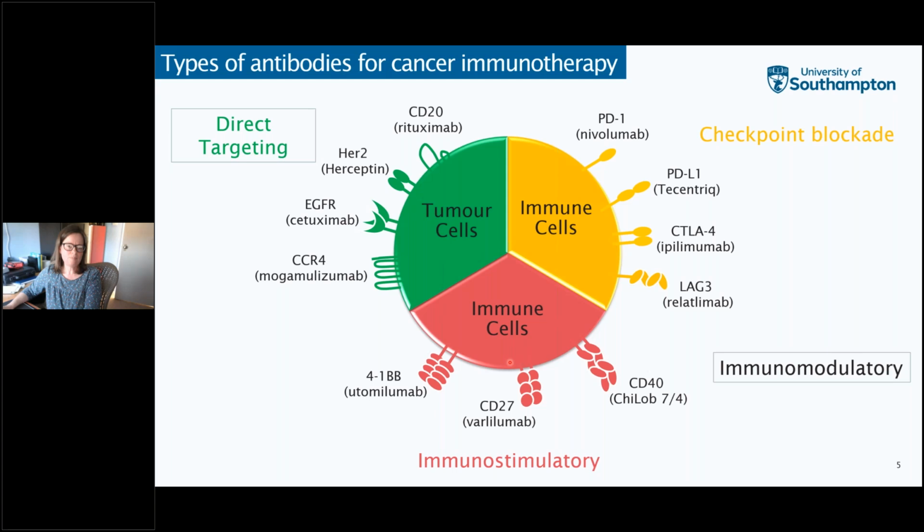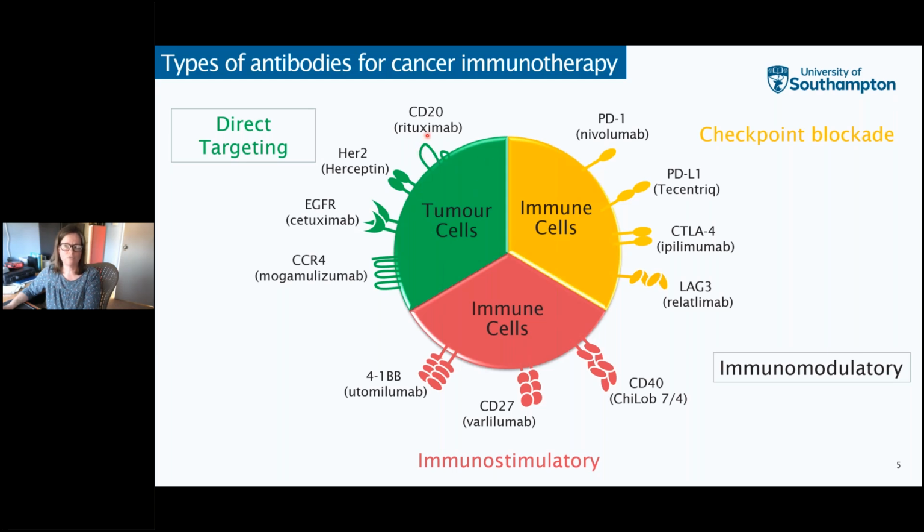So there are three main types of antibodies that are used for cancer therapy. We have direct targeting antibodies, checkpoint blockade antibodies and the immunostimulatory antibodies. The direct targeting antibodies bind to antigens which are present on the tumour cells themselves, and they mediate cellular cytotoxicity.